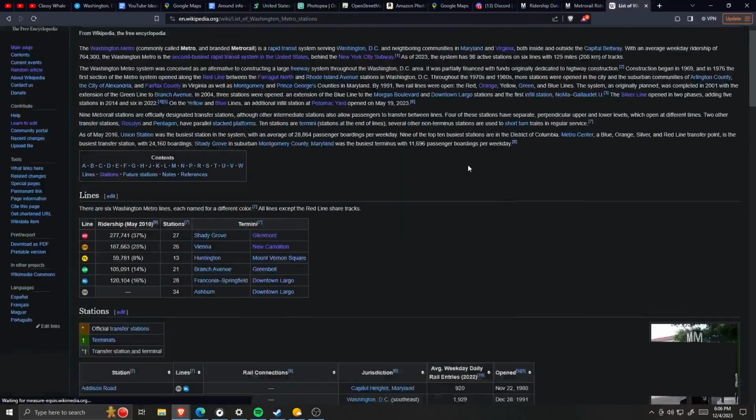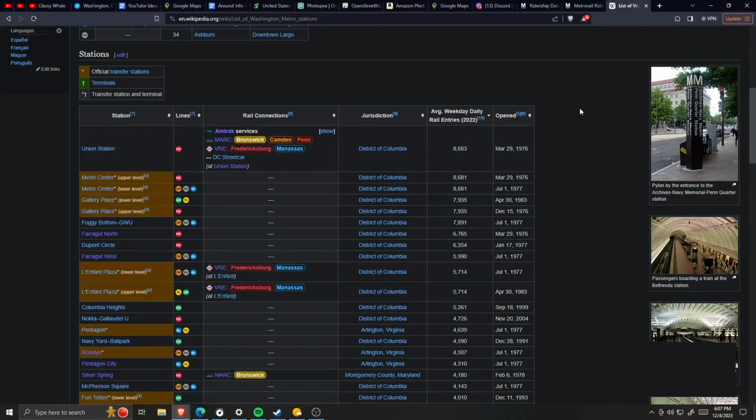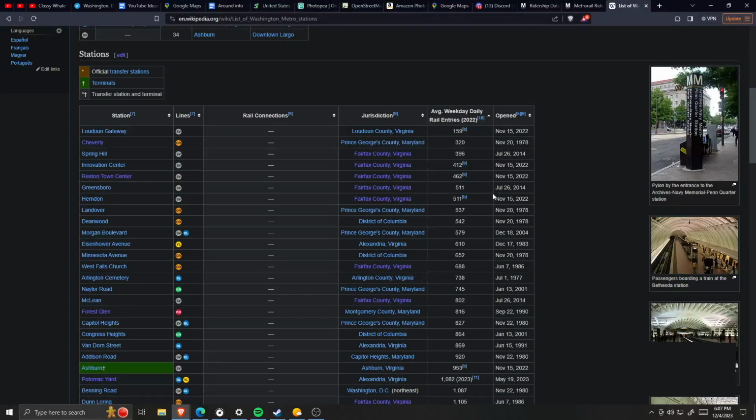Here we go, list of Washington Metro stations, and this data is from 2022, but it hasn't really changed, it's just gone up. So if we look at least used, that's going to be here. So Loudoun Gateway, that's the least used on Silver Line. There's literally nothing around the station, so it doesn't surprise me. And this data is from 2022, so it was only a month and a half of data. Cheverly, that video came out earlier, and I understand why it's least used. There's very little around that station.